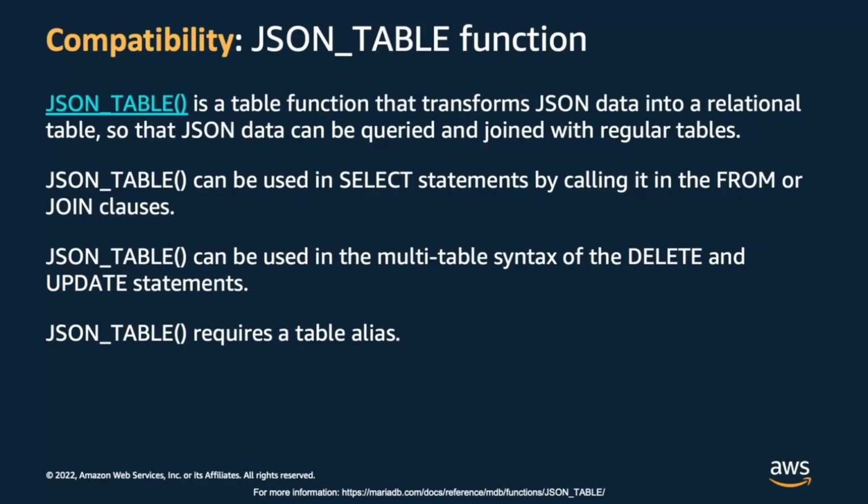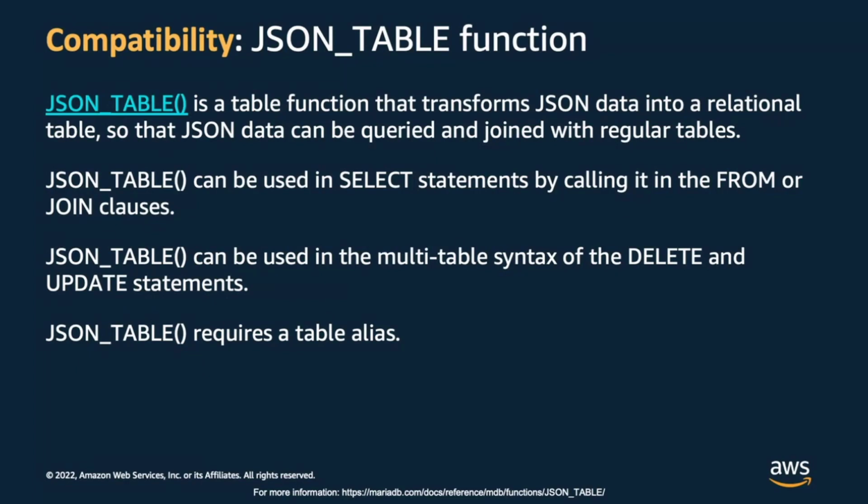The next one is JSON table function. JSON table function is the first table function in MariaDB server. Before MariaDB 10.6, if you wanted to return a JSON file into a tabular format, what you have to do is you have to use JSON value, which allows you to retrieve scalar values. And then you have to use JSON query, which allows you to retrieve JSON objects within MariaDB to get the job done for us. But with this JSON table function, that transforms the JSON data into relational table so that JSON data can be queried and joined with regular tables.